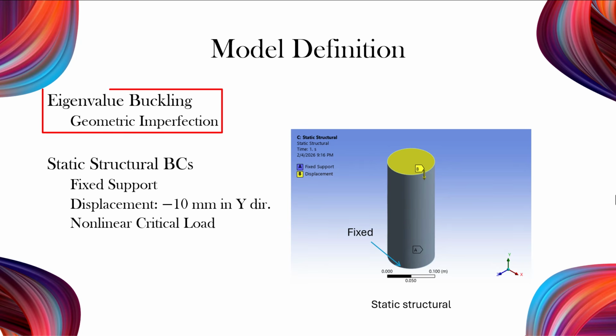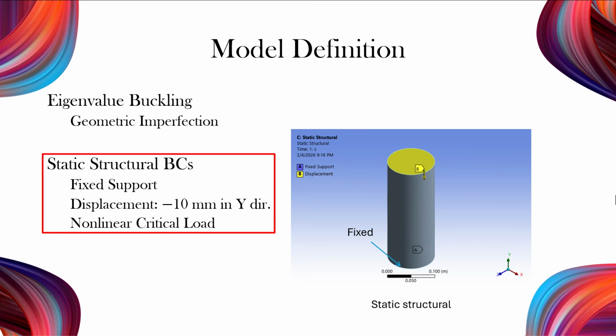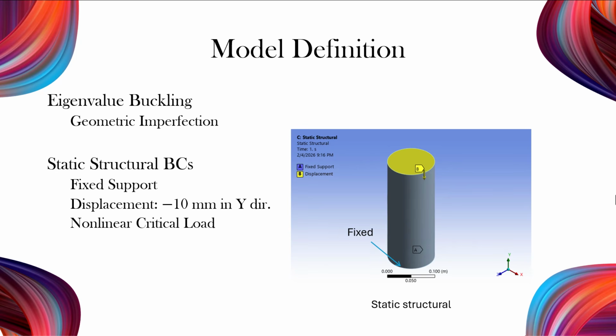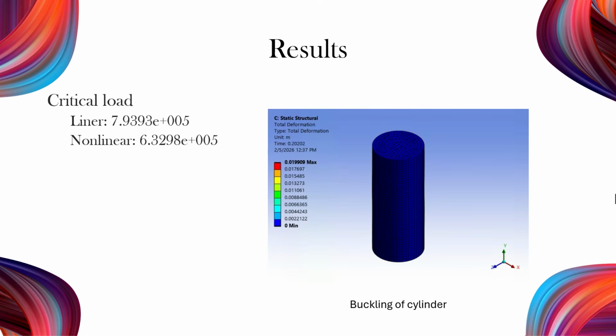Next, the eigenvalue buckling mode is used as a geometric imperfection in a new static structural analysis. The mode shape scale factor is set to 0.01, and the cylinder is compressed by 10 millimeters to trigger buckling behavior. The critical buckling load is calculated from the reaction force at the base of the cylinder. Finally, I will play the buckling animation and calculate the critical load. The results show that the nonlinear critical load is slightly smaller than the linear buckling load due to geometric imperfection. This explanation is sufficient. Let's start the modeling.